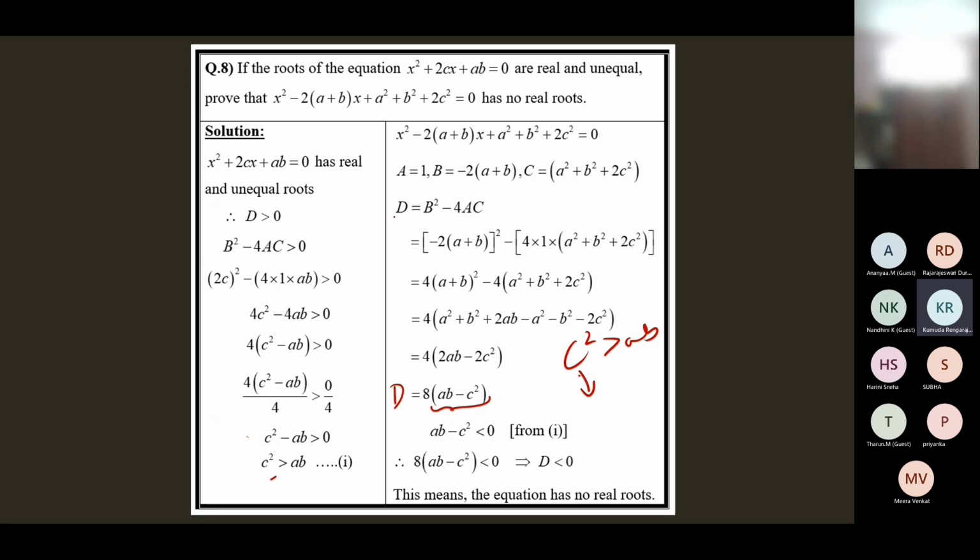See here, children, 5 is greater than 2. Now, when you do 2 minus 5, the answer will be negative. Similarly here, AB minus C square. What is given here? C square is greater than AB. And here you're getting AB minus C square, so the difference will be negative. This value will be negative because C square is greater. When you're finding the difference, you should have C square first, and then minus whatever.